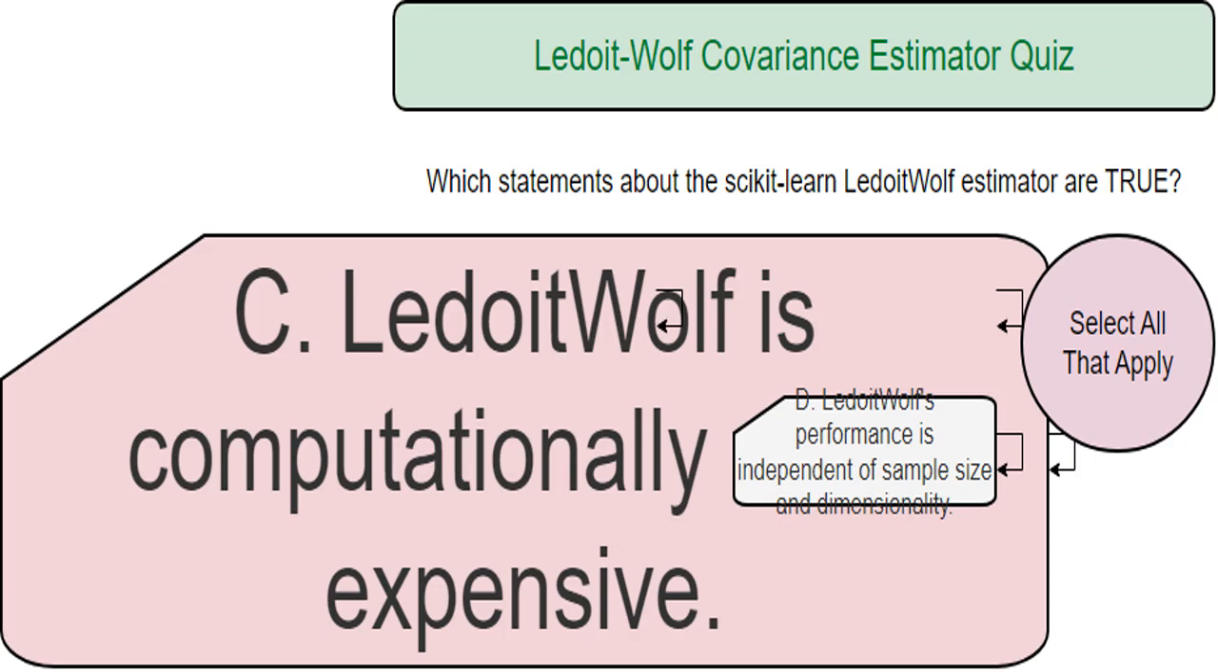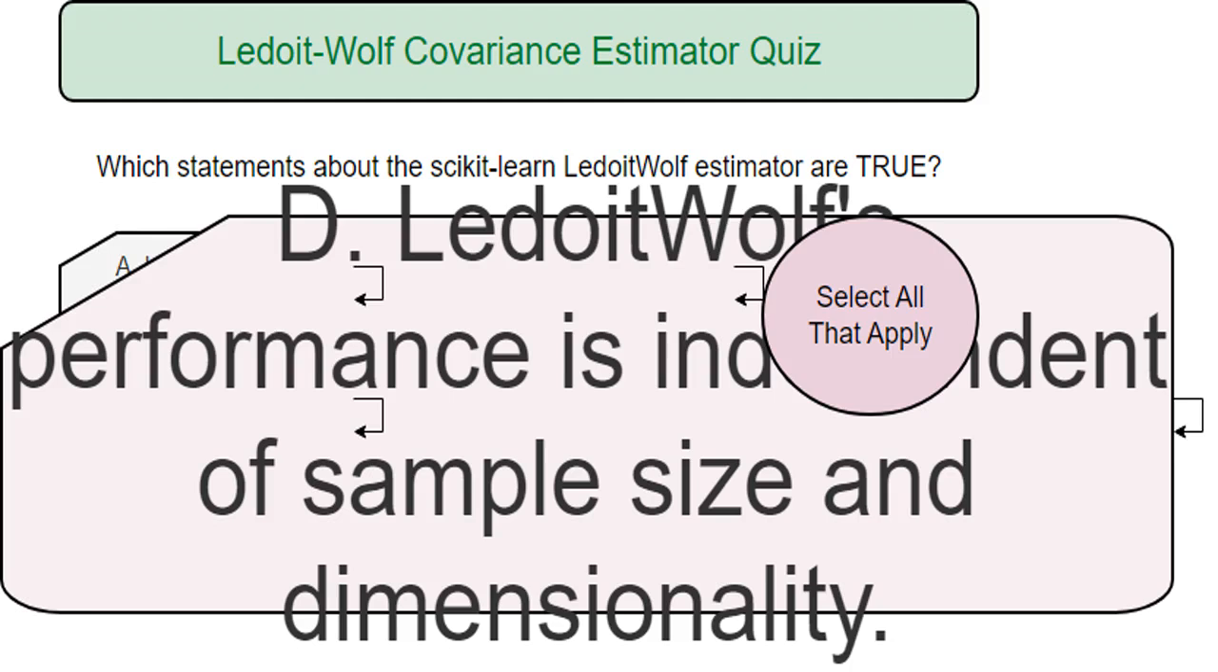I want to be upfront. While it's better than a simple sample covariance, LedoitWolf takes a little more time to compute. It's a trade-off, extra time for a more reliable estimate. This statement is false. It's the opposite. The whole point of LedoitWolf is to handle situations where you have a small number of samples and many variables. Its performance directly depends on those factors.